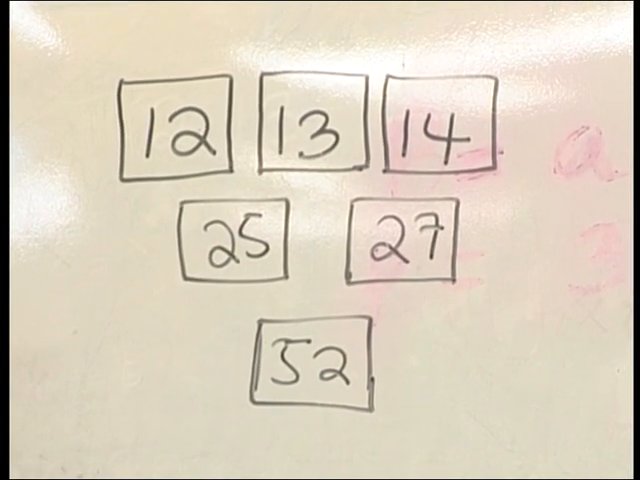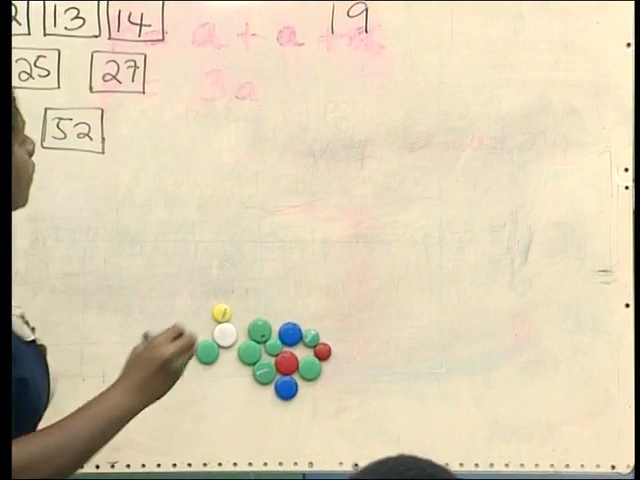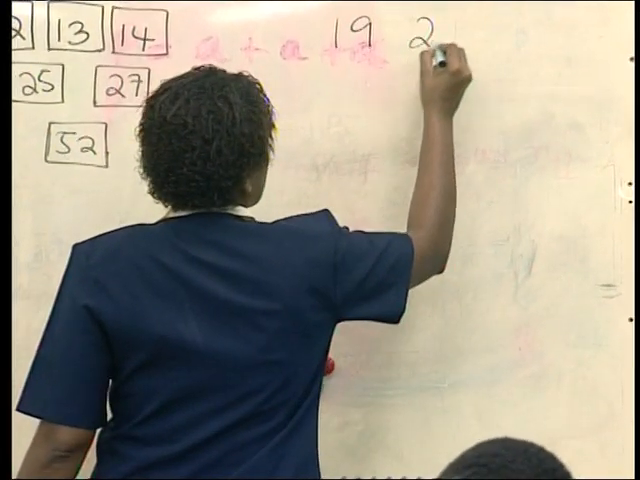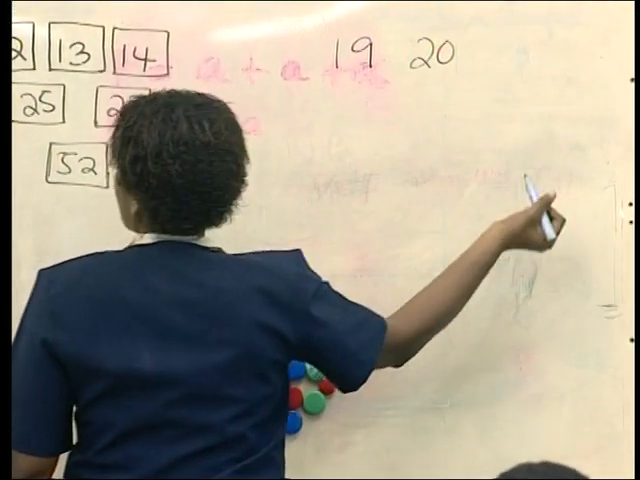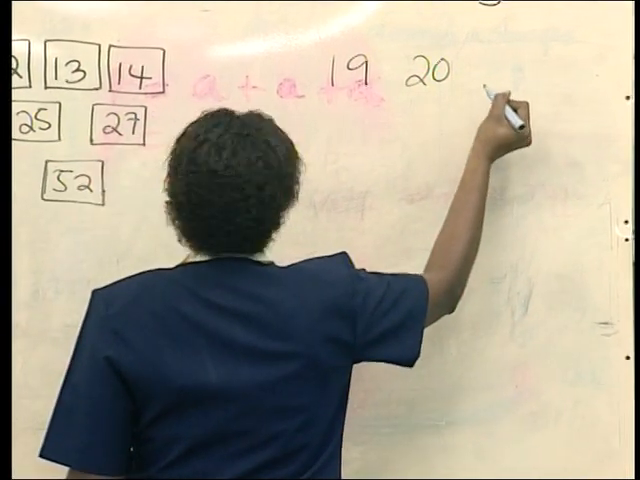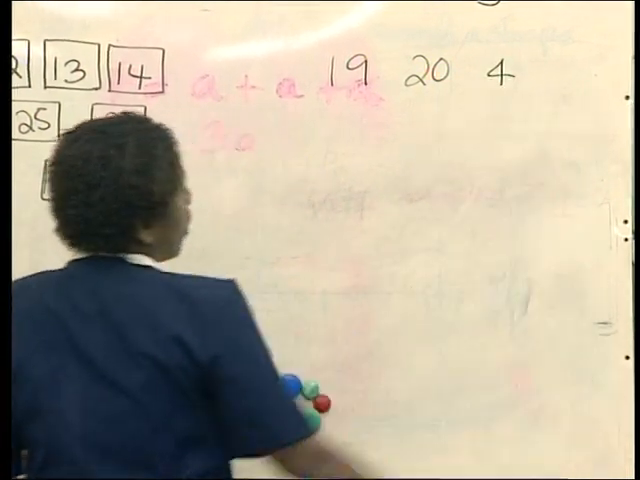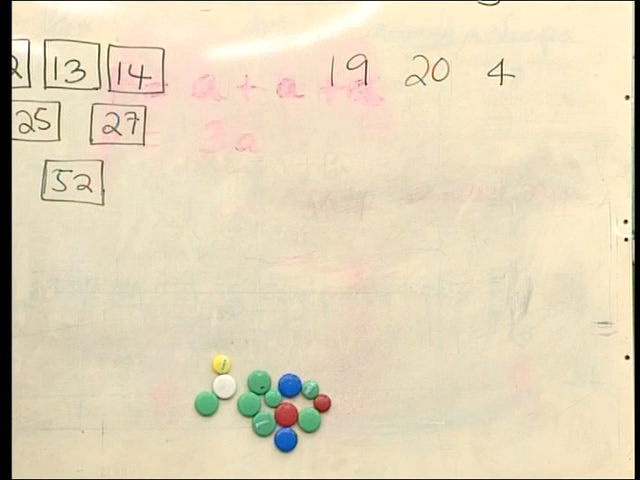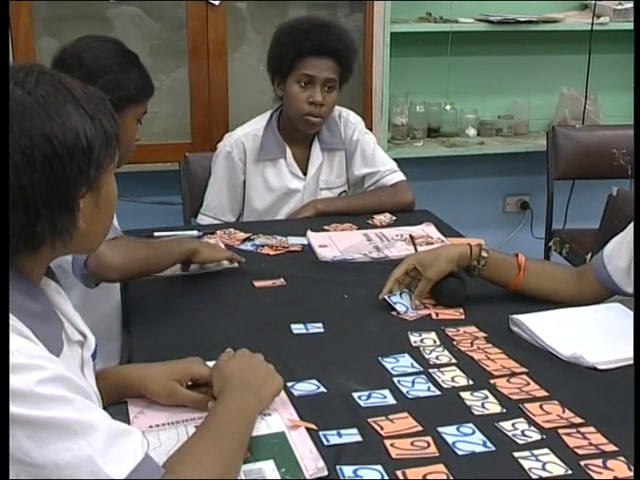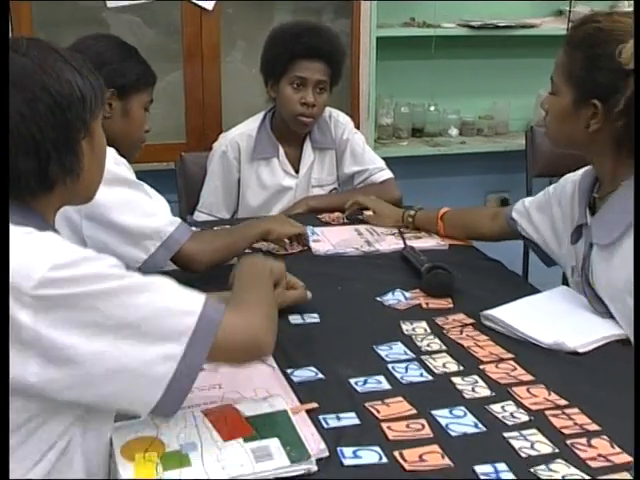Okay, last one, receiving students and 7Es. 19, 20, and 4. Receiving students, 19, 20, and 4.